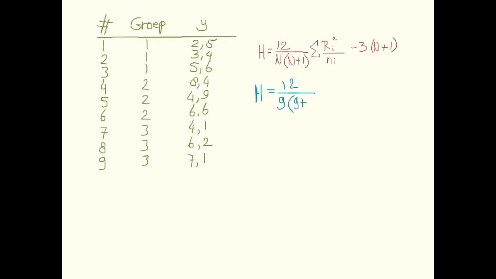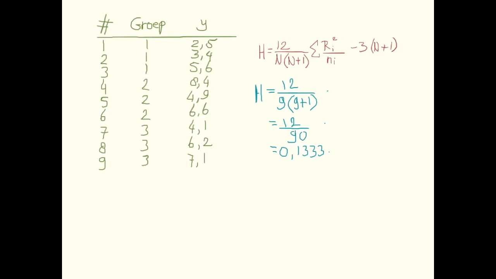N is the total number of participants, which is 9 in this case. And so we calculate 12 divided by 9 times 9 plus 1. 9 plus 1 is 10. 9 times 10 equals 90. So we end up with 12 divided by 90, which is 0.1333.